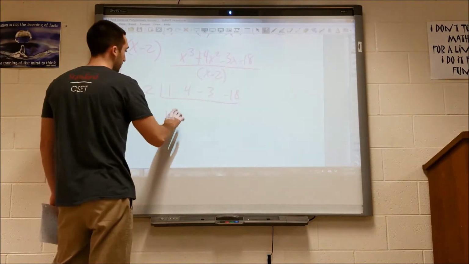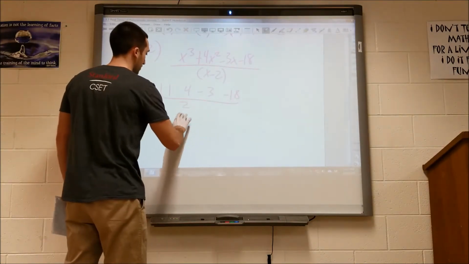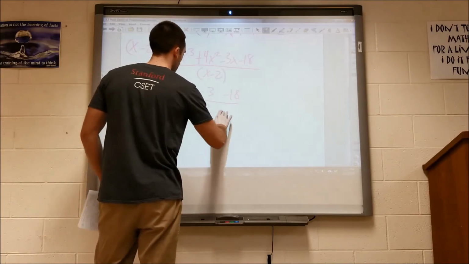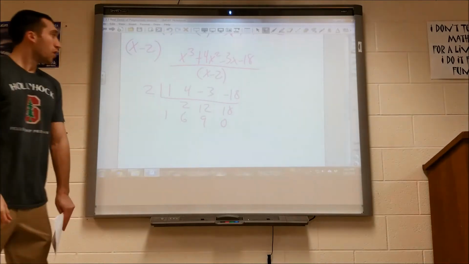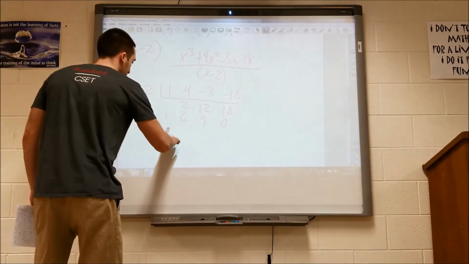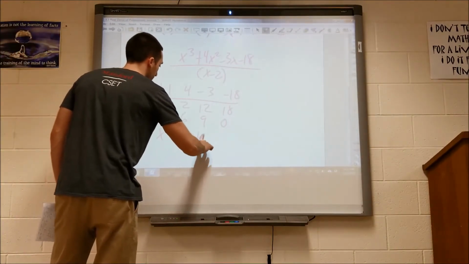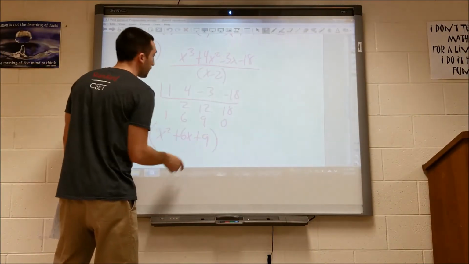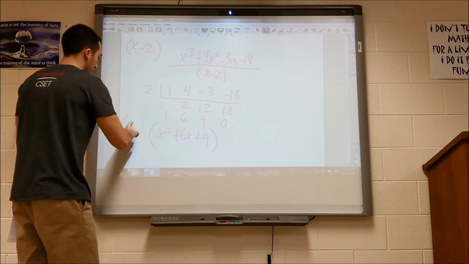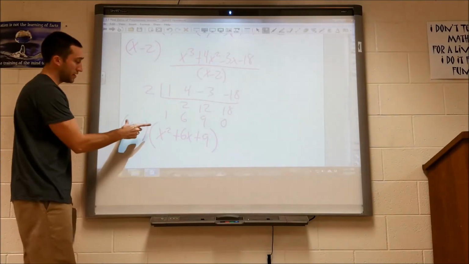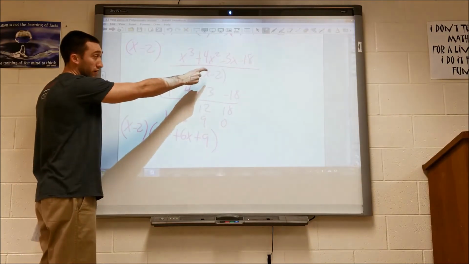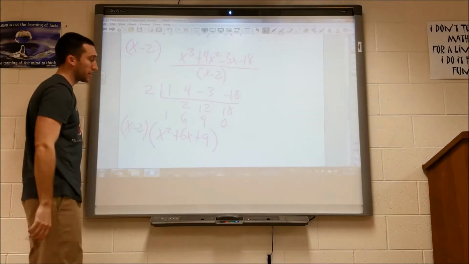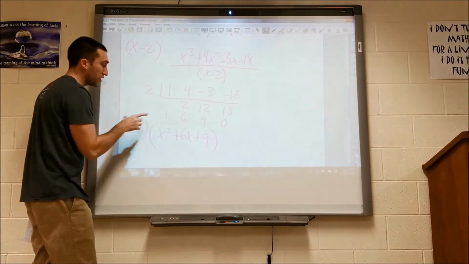So I carry my 1 down and synthetically divide, which leaves me with x squared plus 6x plus 9. So what we really just did was we took our original function and saw that when we divide by a factor that we know is a factor of our function, we're left with now these two terms.